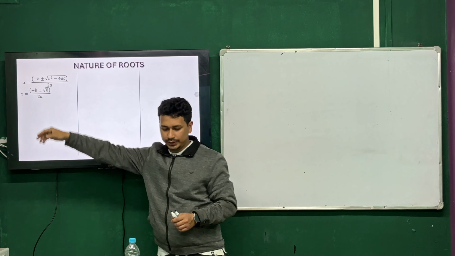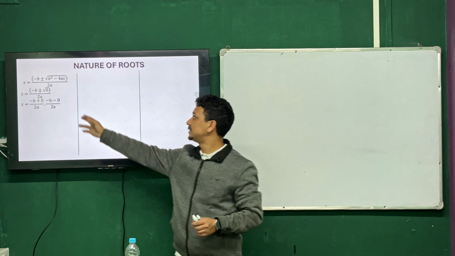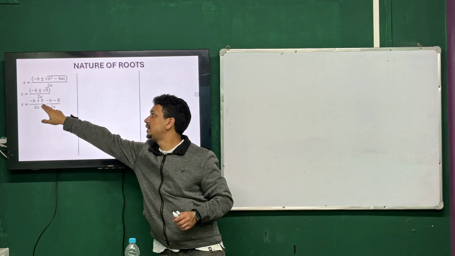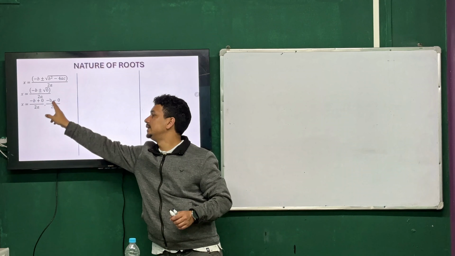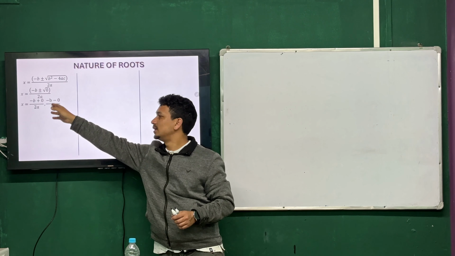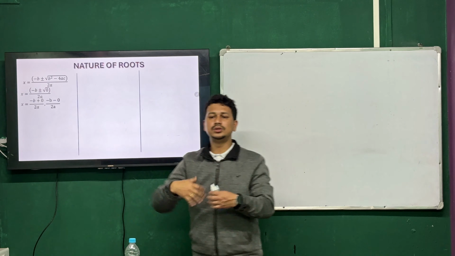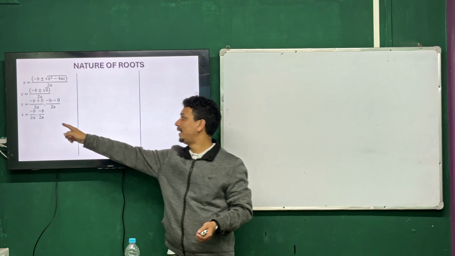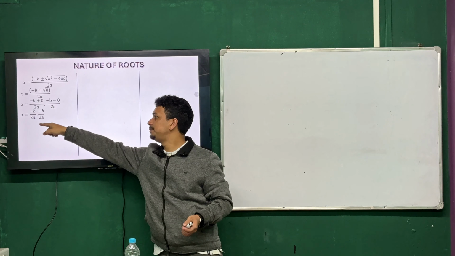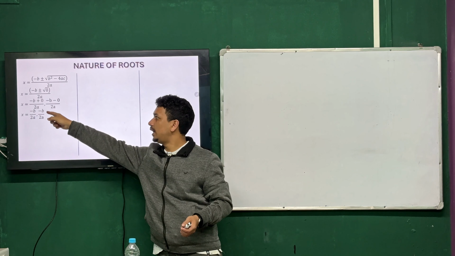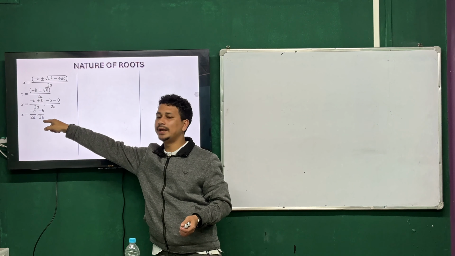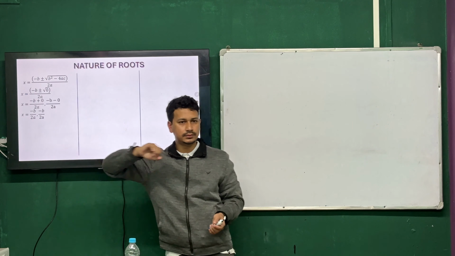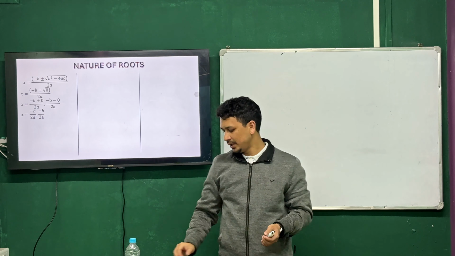So obviously you'll end up with root 0, and since root 0 is 0, if you split it up you get plus 0 minus 0. Now adding or subtracting 0 to x won't change the value of x. That means you will get the value of x to be minus b by 2a. The other value of x will also be minus b by 2a. You remember, right? Last class we did this.